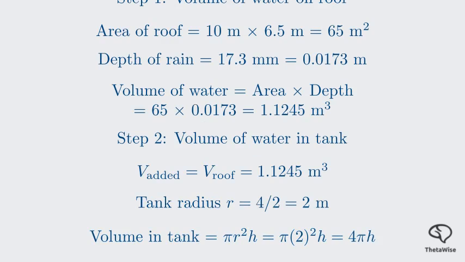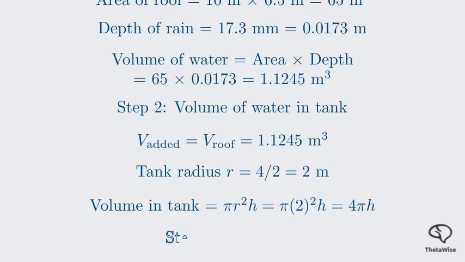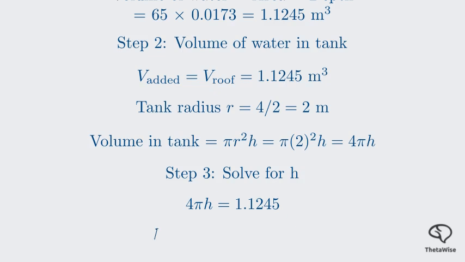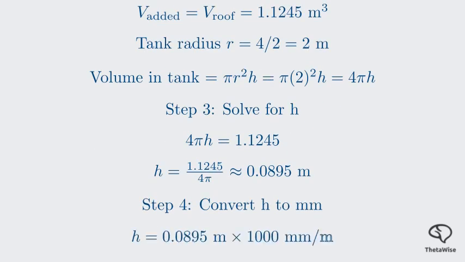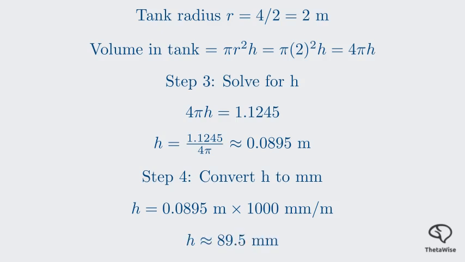Now we equate the two volumes and solve for h. We set 4 pi h equal to 1.1245. Dividing both sides by 4 pi, we find h is approximately 0.0895 meters. The question asks for the rise in millimeters. To convert meters to millimeters, we multiply by 1,000. So, the water level rises by about 89.5 millimeters. This problem shows how volumes from different shapes can be linked.